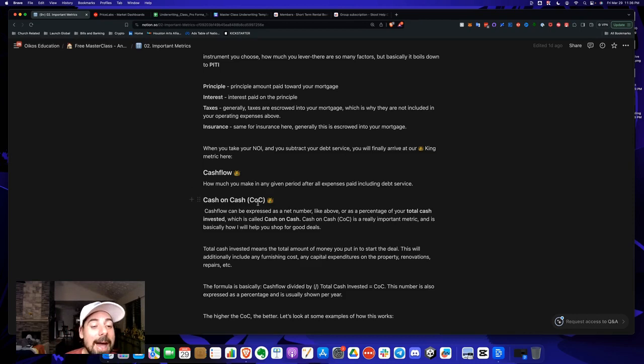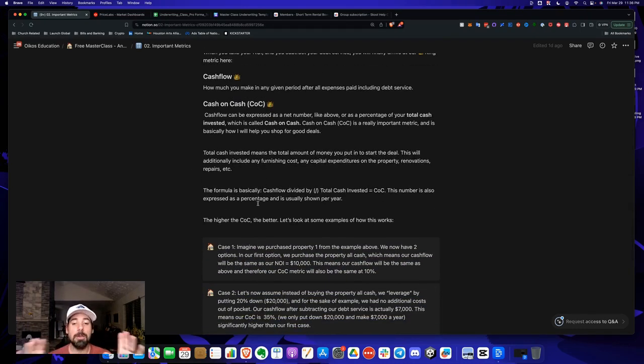But cash on cash is just a percentage expression of that net number. It's expressed as a percentage of the total cash that you've invested. It's a really important metric because what it basically says is how much money you put in to start the deal, and your rate of return to recover that. If it's not making sense, it will here in a minute.